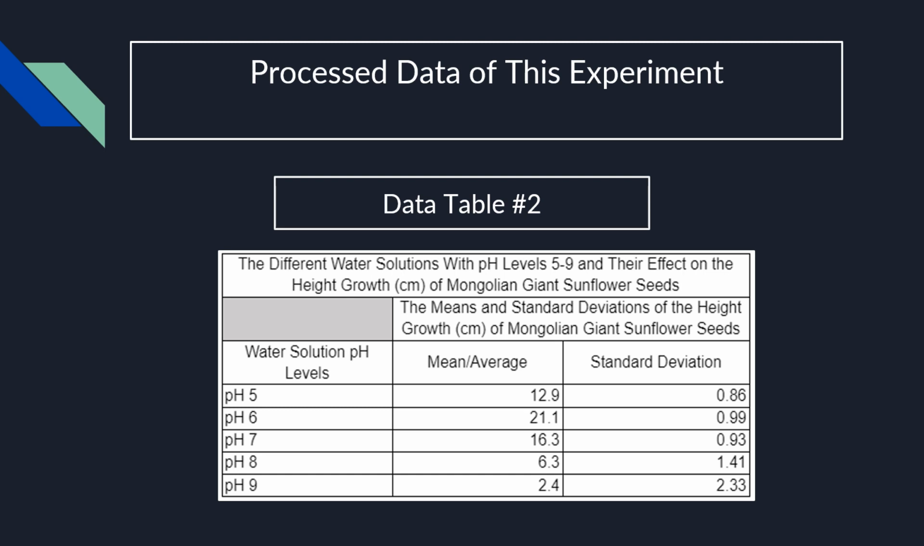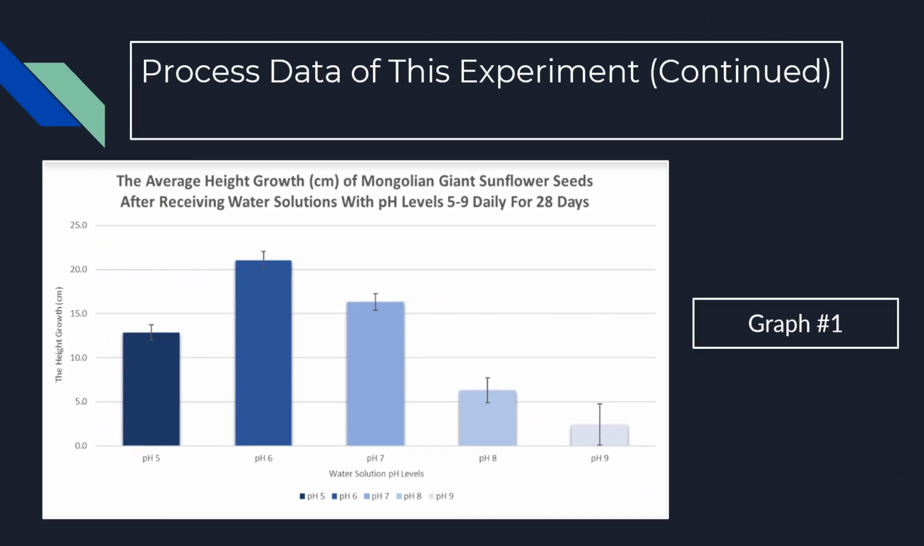This is our process data. As you can see, the pH of 6 had the highest growth, with pH of 9 having the least. This is a graph that showcases our process data with the standard deviation bars, with pH 9 having the most scattered results.